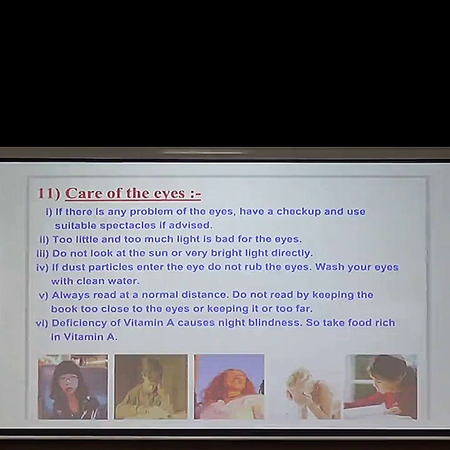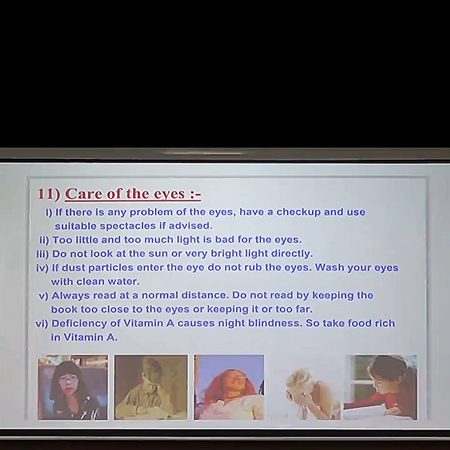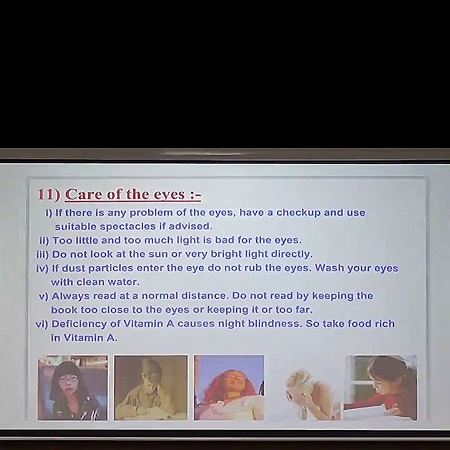The next is care of eyes. Now, how we can take care of our eyes is, if there is any problem in the eyes, we should have a regular checkup and use required spectacles if advised. Too little or too much light is bad for the eyes, and do not look at the sun or very bright light directly because it can damage the rods and the cones. If dust particles enter the eye, do not rub the eyes. Wash your eyes with clean water.